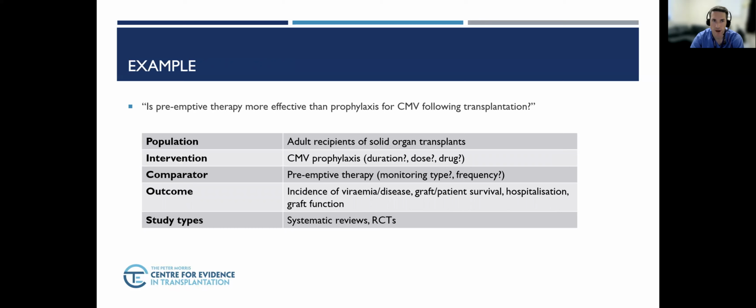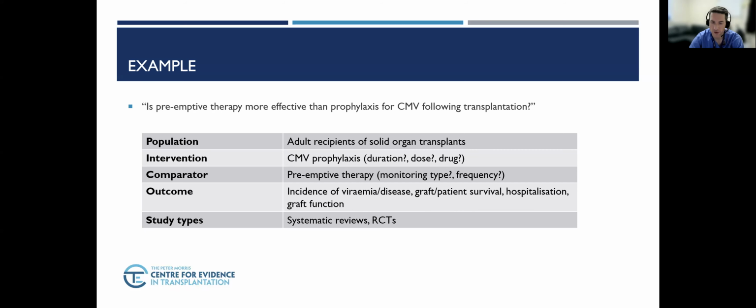To put that into an example again, if we think about our question for preemptive therapy for CMV, our population might be defined as adult solid organ transplant recipients, or we might define a particular organ subtype if we think there might be a difference in treatment or in the way we prevent CMV between different organ types. The intervention is going to be prophylaxis, but we might think about, well, what duration, what dose, what drug? The comparator is preemptive therapy, but how are we going to monitor, how frequently are we going to monitor, and how long for? What are the outcomes we're interested in?